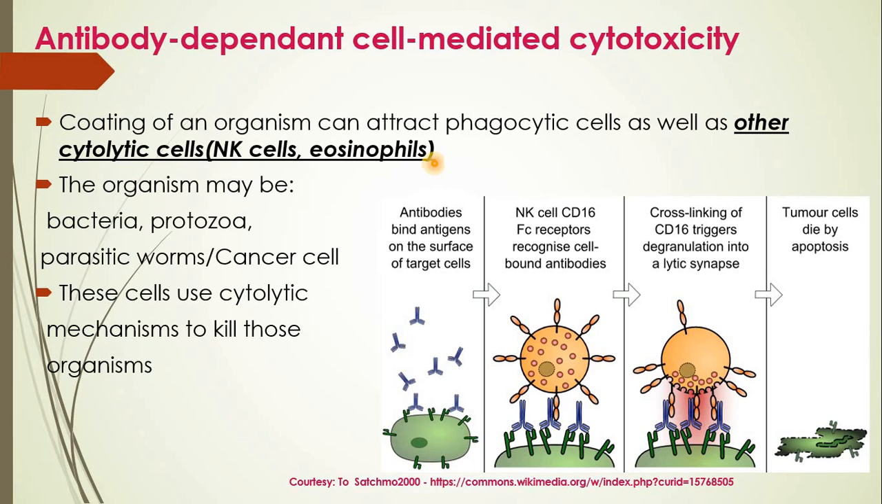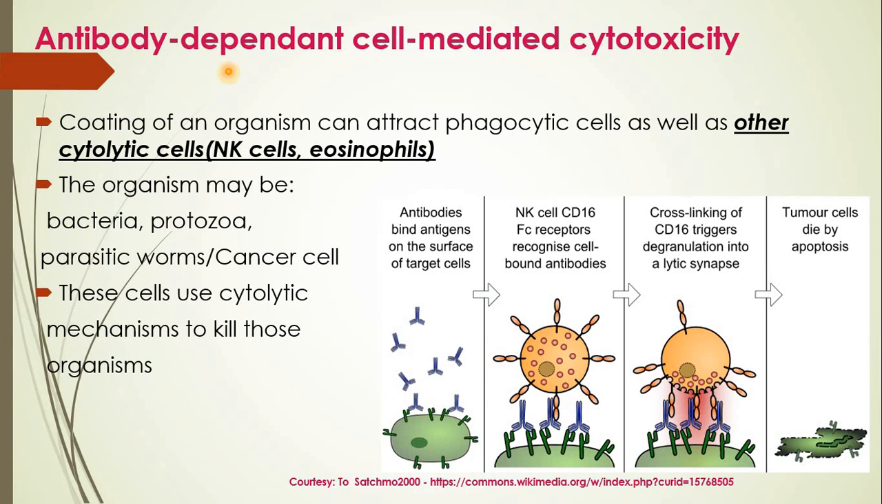Now, this organism which I am talking about and is coated, it could be any bacterium, protozoan, parasitic worm, or sometimes even the cancerous cells. So such cells or such antigens are used for the cytolytic action, and as a result of which the deformed cells or the antigens are killed. And when such action is observed, it is called as antibody dependent cell mediated cytotoxicity.